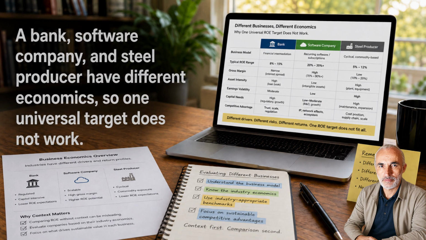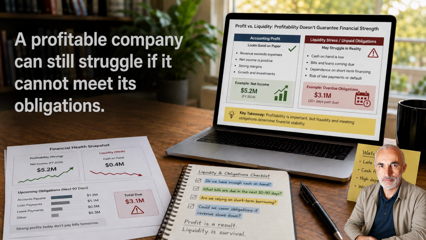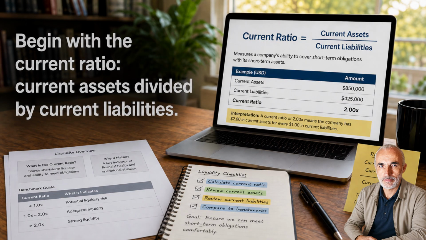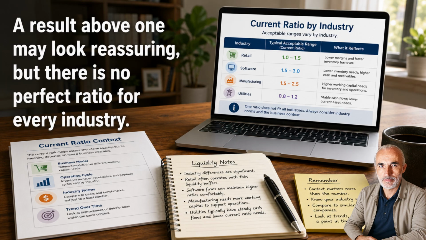Number 4. Test the balance sheet. A profitable company can still struggle if it cannot meet its obligations. Begin with the current ratio, current assets divided by current liabilities. It provides a quick view of whether the company appears able to cover near-term obligations. A result above 1 may look reassuring, but there is no perfect ratio for every industry. Different businesses manage working capital differently.